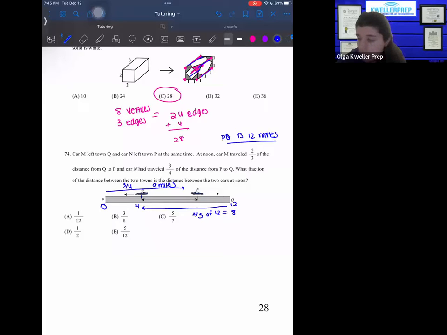And then what about car N? Car N is going to be at mile 9. And then the difference between them is going to be 5 miles, right? So the difference between them is 5 miles when the towns are 12 miles apart. So that means that the distance between them is 5 out of 12. Does that make sense?